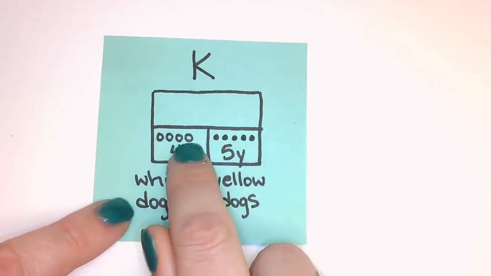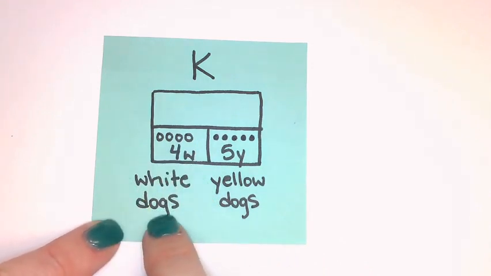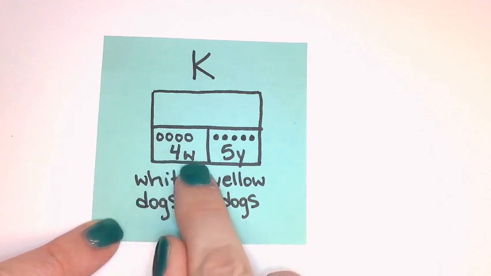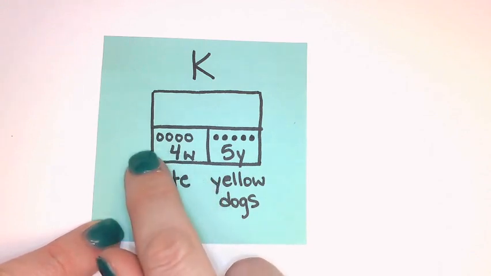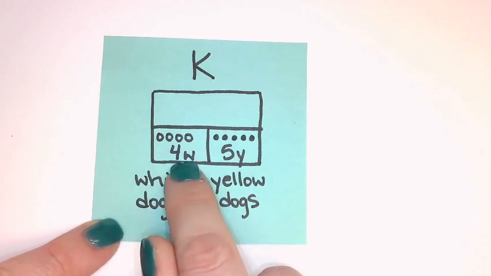These represent 4 white dogs. We could expect students to write all the way out "white dogs," but we know that this is a kindergartner. So even a W or a little small drawing of a dog's face would also suffice to show context.